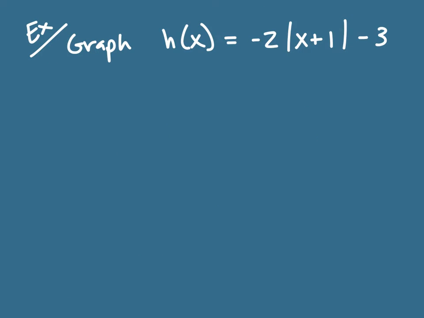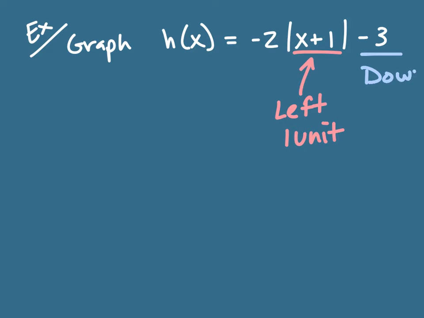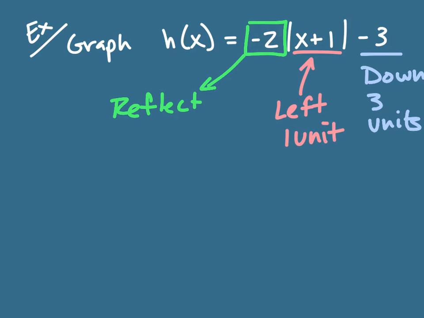Okay, the next one that I want to do is graph the function h of x equals negative 2 times the absolute value of x plus 1, minus 3. So let's label what's happening here. First of all, x plus 1 inside the parentheses means I'm going to move it left 1 unit. Remember, it's the opposite of what it says, so since it's a plus 1, we want to move it to the left. A minus 3 on the outside means we're going to move it down 3 units. And then this negative 2 means not only are we going to reflect over the x-axis, but we're also going to stretch by a factor of 2.